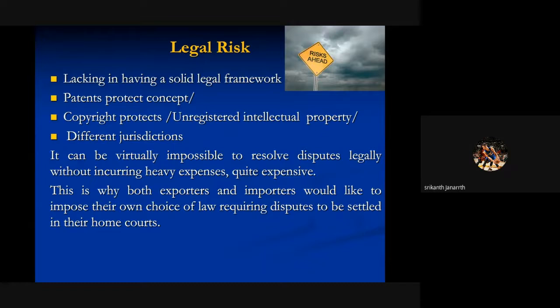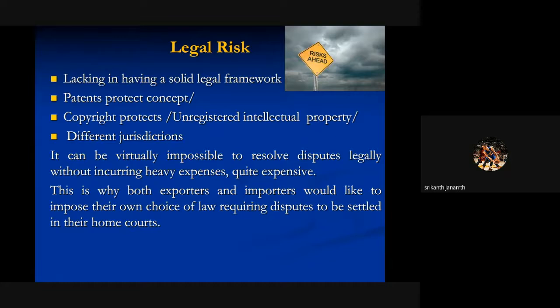Legal risk, yeah. This is the lack of a legal framework. You need to have some knowledge, especially when you are signing an agreement or contract with the other party, about which governing law will be applicable. That is the legal risk. A different jurisdiction means, when you are dealing with Japan and Sri Lanka, Japanese law will apply to the seller, Sri Lankan law will apply to the buyer. That is a different jurisdiction.